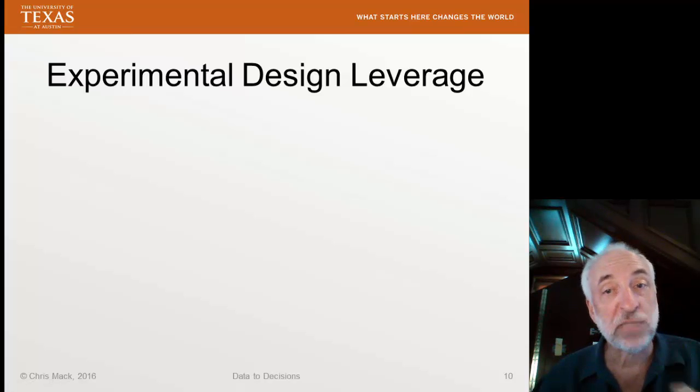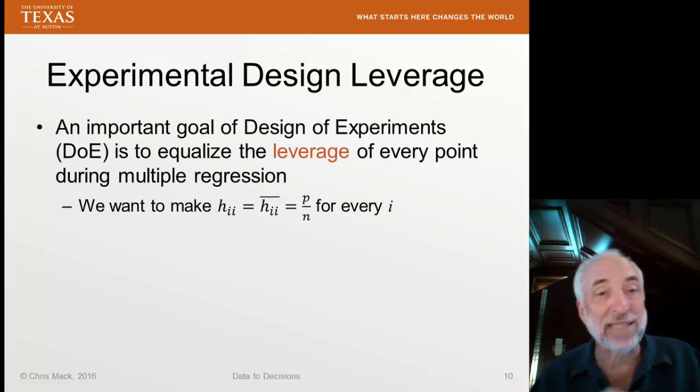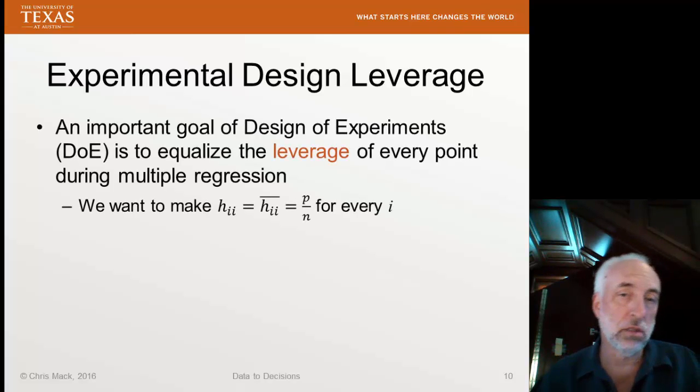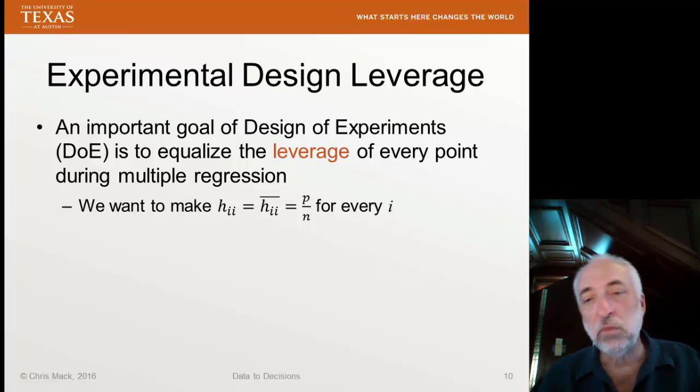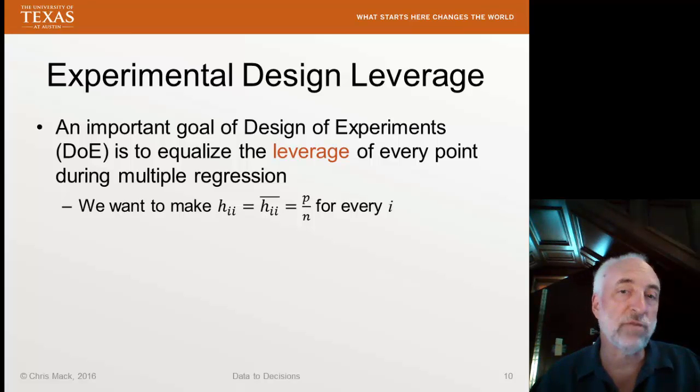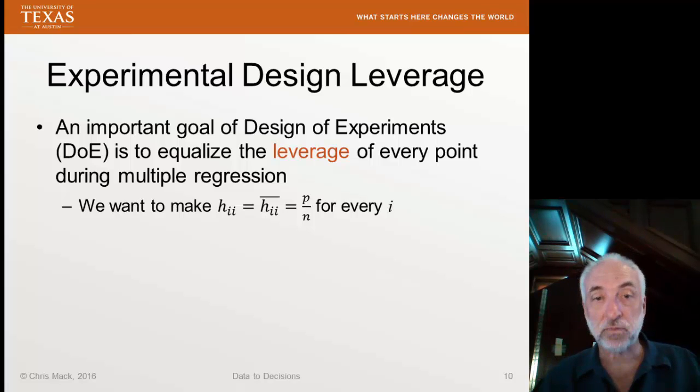Another goal in experimental design is to equalize the leverage during multiple regression in particular. So we've already seen in our previous work on regression that we have to worry about leverage. If some points have far more leverage than average, those points can be much more influential in the fit. Well, that can lead to all kinds of complications. It would sure be nice if all of the data points in my design had about the same leverage, and I wouldn't have to worry about that.